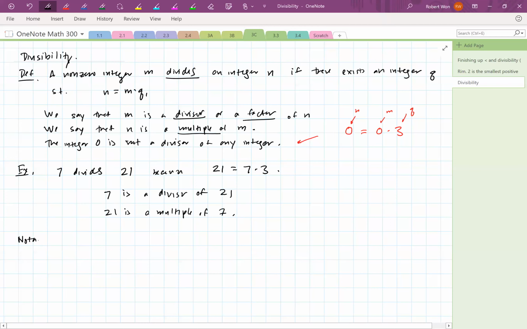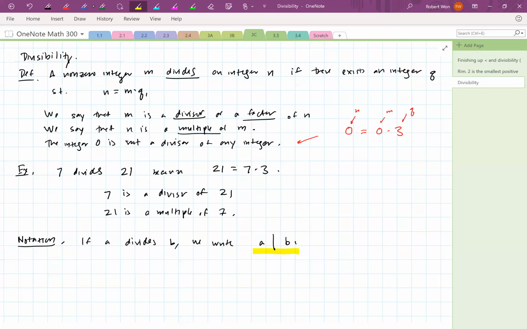I do want to introduce some new notation, which is probably new: if A divides B, we write A vertical line B. This notation means A divides B. Notice that this symbol is not the same thing as a fraction bar, and it's not the same thing as an absolute value symbol.